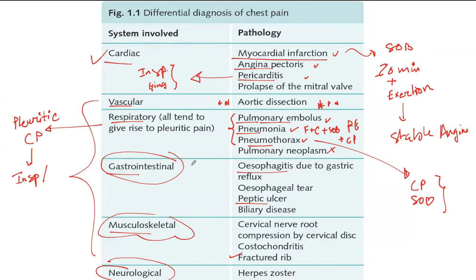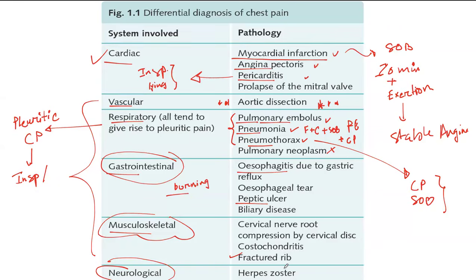GIT, it's very common that if it is a GIT related chest pain, the pain will be burning chest pain. So the patient will say, I'm getting a burning central chest pain. With that, you might also get features of reflux. So they can say, I'm getting a lot of reflux, I'm getting a lot of heartburn, or my mouth gets full of saliva. It gets worse when I lie down at night or bend forward. That's gastroesophageal reflux disease. If it is peptic ulcer, they will have epigastric pain. Musculoskeletal, we already talked about it, and neurological, we also talked about it.